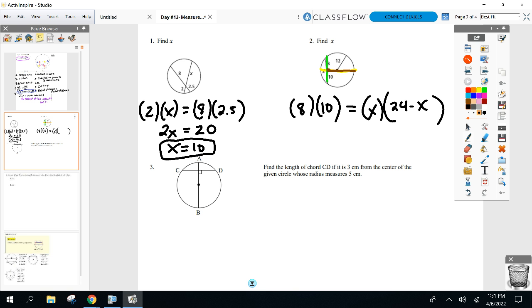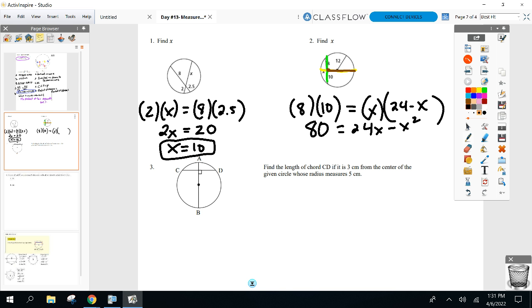Segment times segment, 8 and 10. X times the other part, which is 24 minus x. Now, we're not going to like how we're going to solve this, but hey, that's why we signed up for honors. Minus x squared. What's your next move after I distribute the x? You can add x squared to the other side, I guess, to make it positive.